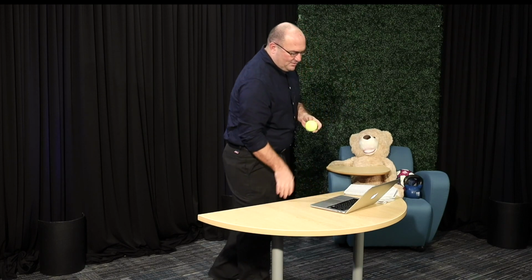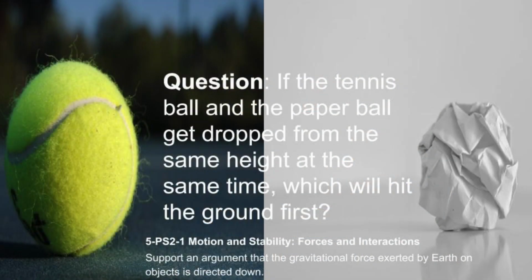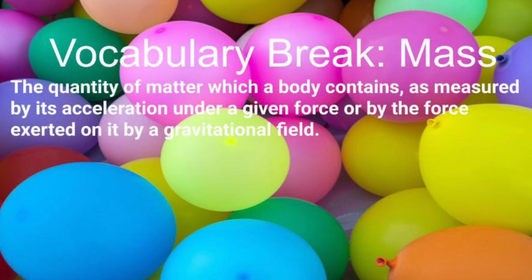And I'm going to ask a question, because scientists ask questions. If the tennis ball and the paper ball get dropped from the same height at the same time, which will hit the ground first? Okay. So we have these two objects. But before we do our experiment, we're going to take a little vocabulary break.